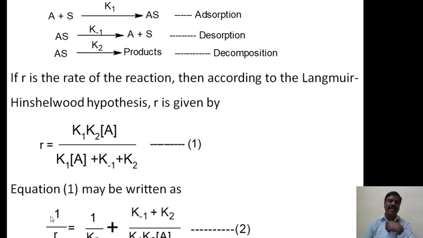Equation 1 can be written, for our convenience, by taking the reciprocal. 1 by R can be written as K1 into the molar concentration of A divided by K1 K2 into the molar concentration of A, plus K minus 1 divided by K1 K2 into the concentration of A, plus K2 divided by K1 K2 into the molar concentration of A. Then the molar concentration of A and A get cancelled, K1 and K1 get cancelled, and K2 remains. Here there is no change, therefore we combine K minus 1 plus K2 divided by K1 K2 into the molar concentration of A. Call this equation number 2.